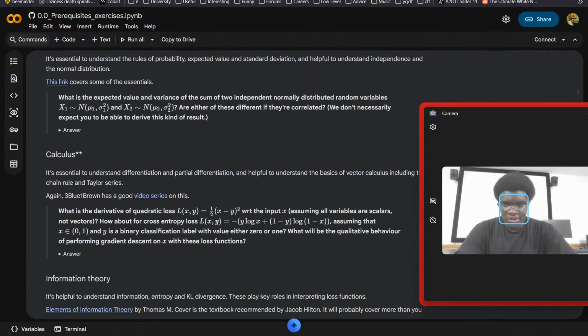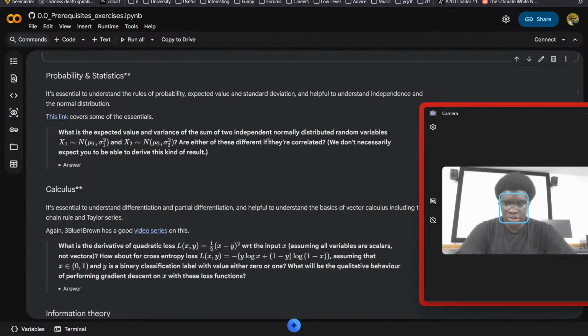What's the expected value and variance of the sum of two independent normally distributed random variables, x1 and x2? Are either of these different if they're correlated? If they're independent, then the mean of x1 plus x2 is just mu1 plus mu2, and the variance is just sigma 1 squared plus sigma 2 squared. If they're correlated, then yes, it would be different.